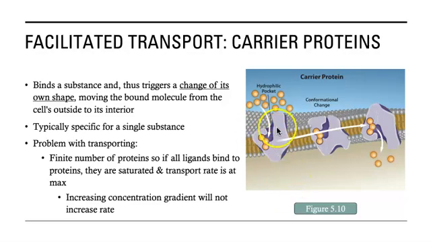Now sometimes we don't have enough of these carrier proteins and have a ton of glucose that we need to move into our cells. So that glucose will start to increase its concentration outside of the cell.